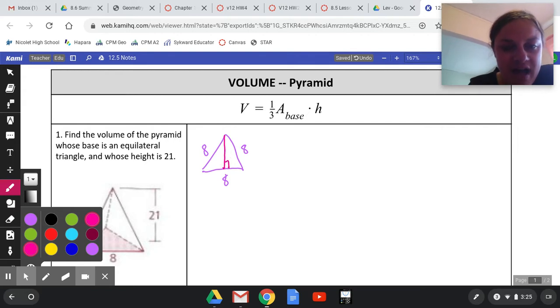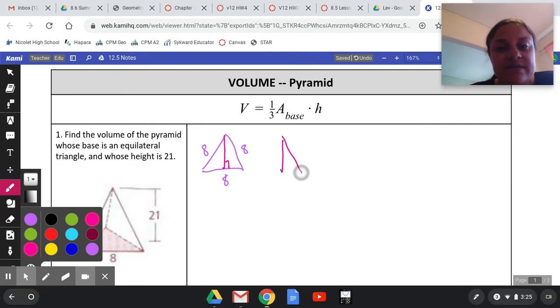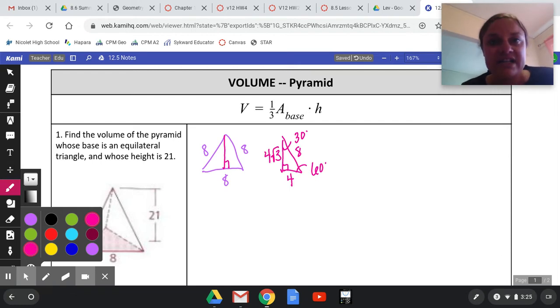And when I drop in that height, it actually splits it into a 30, 60, 90 special right triangle, right? So this top angle would be 30, this base angle, or the bottom angle, would be 60 degrees. And I've got my 90. I split the bottom side in half, so this would be 4. I know my hypotenuse is 8. And then this height here would be 4√3. So that is the height of the triangle. That is the base of my pyramid.